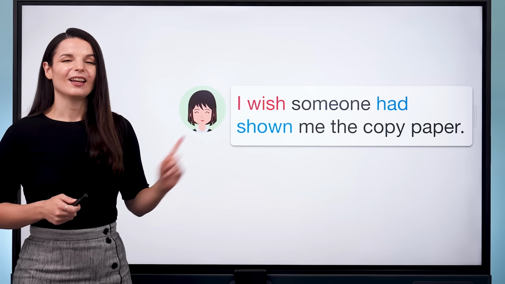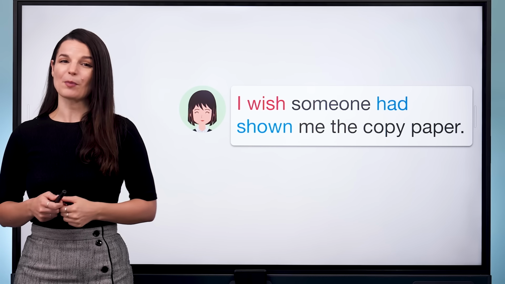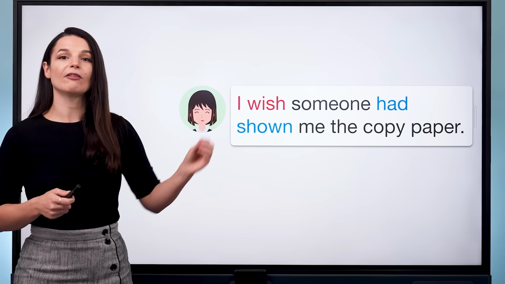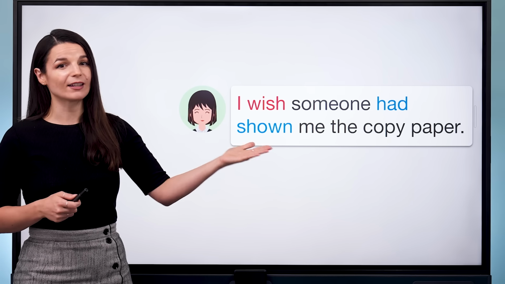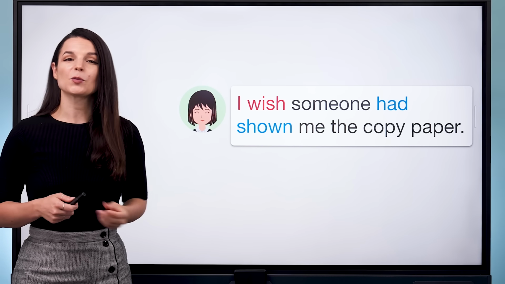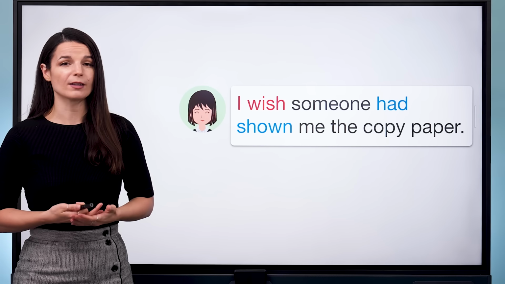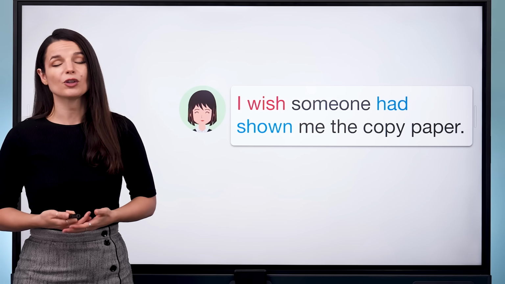Another one. I wish someone had shown me the copy paper. This sentence starts with I wish and follows with the past perfect verb phrase had shown. The speaker is expressing regret that no one showed them where the copy paper was, possibly because it caused confusion or delay.